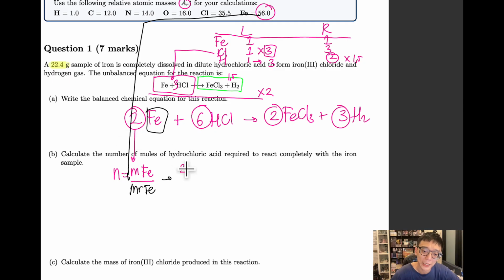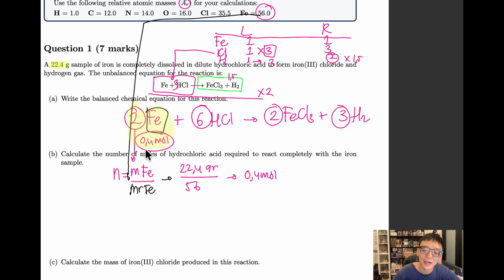So we just need to plug in 22.4 gram divided by 56. I think this would be 0.4 mole if I'm not mistaken. Yeah, so this should be 0.4 mole. But this is only for Fe.